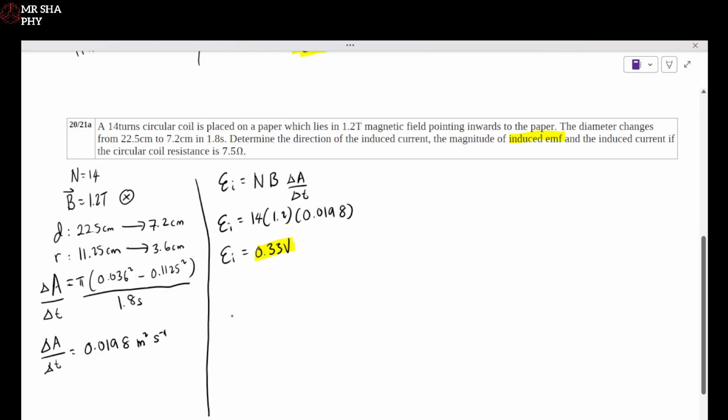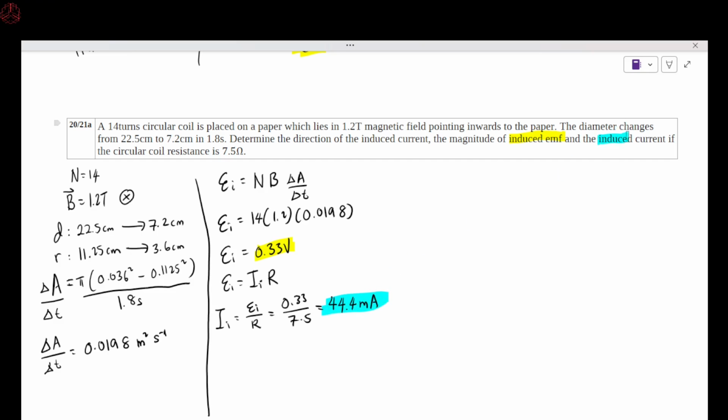After that, I need to find out the magnitude of induced current. This is just going to be epsilon I equals to I times R. That means my I is equals to epsilon I over R. That means I have to divide 0.33 by 7.5, and this should give me around 44.4 milliamps, and that is my answer for the second part, which is the magnitude of induced current.